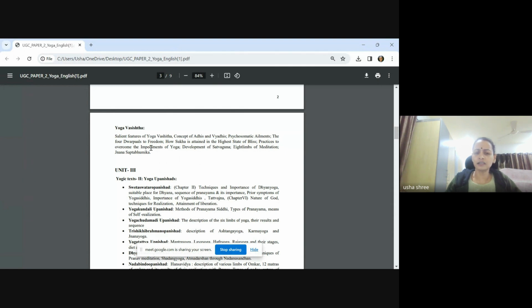I think some of you have touched base with Yoga Vashishta. It's a dialogue between Lord Rama and Vashishta Muni. So that is all put in a text, in a scripture called Yoga Vashishta. And there are a lot of yogic aspects which are discussed in this text. That's why it's given in our syllabus. So the concept of Adi and Vyadi is very important here.